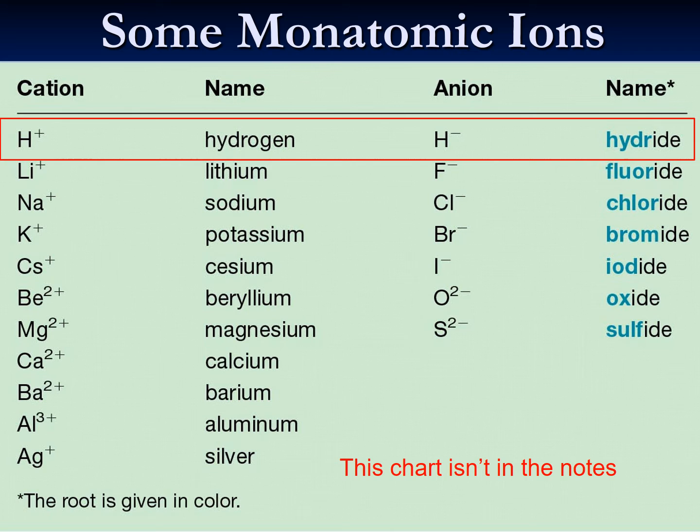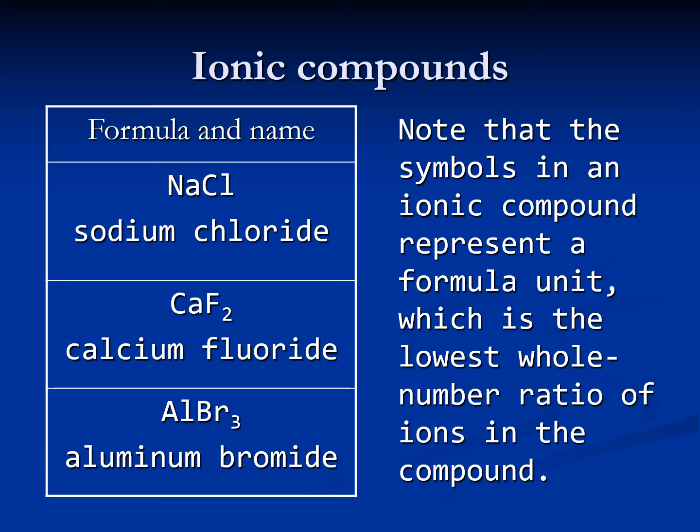Please do note, as I said earlier, that sometimes hydrogen is a +1, in which case we call it the hydrogen ion, but sometimes it's -1, in which case we'll call it the hydride ion. You'll also note that the symbols in an ionic compound represent the formula unit, the lowest whole number ratio of ions that make the compound electrically neutral. We saw that calcium, for example, had a +2 charge. Fluoride has a -1, so we need 2 fluorides to neutralize the calcium.